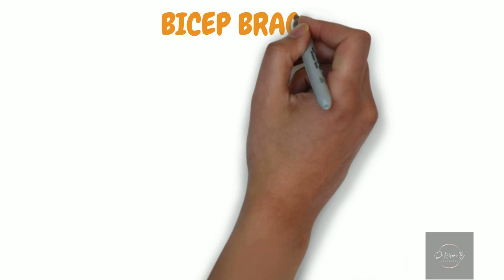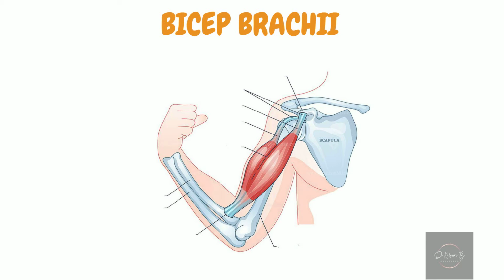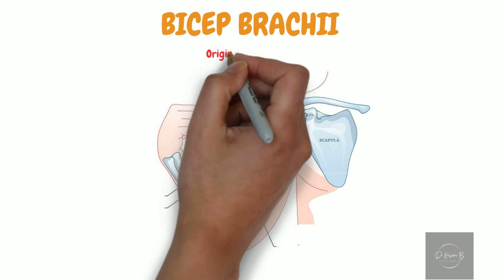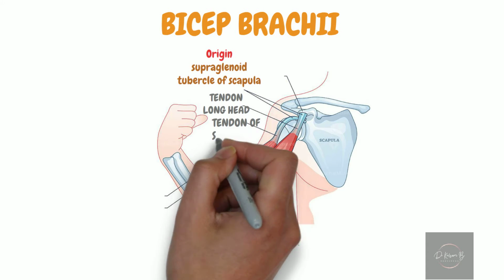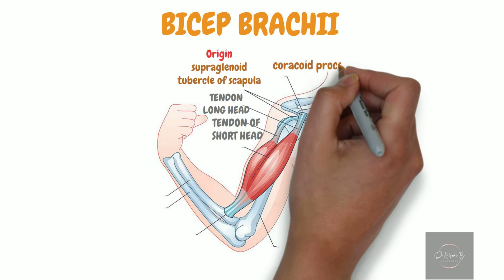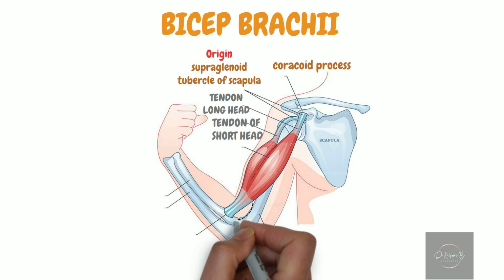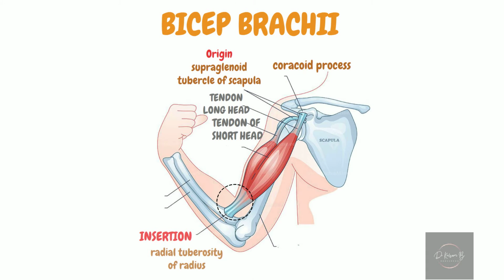Biceps brachii is one of the three muscles found in the anterior compartment of the arm. It gets its name from two heads, each of which has a separate origin. The long head originates from the supraglenoid tubercle of the scapula, while the short head shares its origin with the coracobrachialis muscle at the coracoid process of the scapula. The muscle fibers from both heads converge to a single tendon that inserts on the radial tuberosity of the radius.